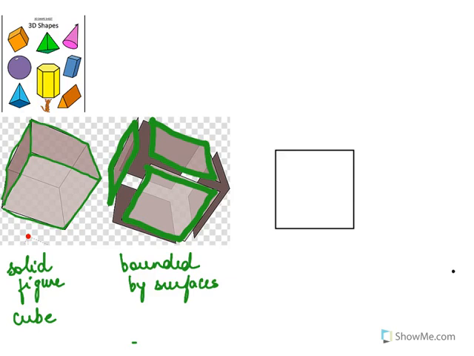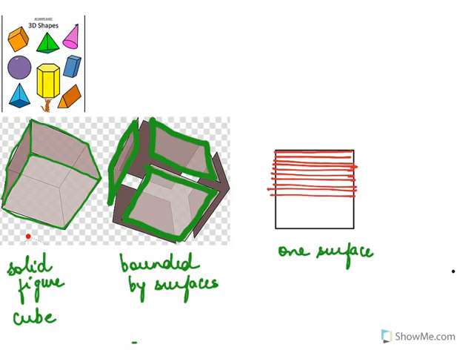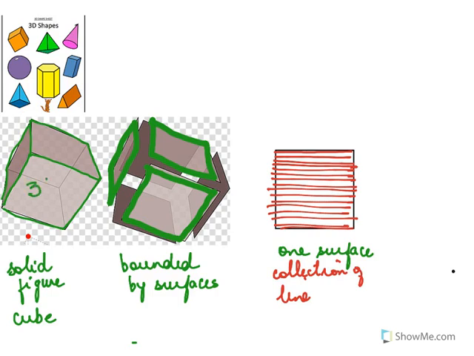Each surface here we have drawn, this is one surface of this solid figure, and this surface can be considered to be made up of many lines. So many lines put together will give you this surface. Okay, it can be considered to be a collection of lines. To start with, this surface was a 3D figure. It was 3D, and now this square that we are referring to, or this surface that we are referring to, has now become a 2D figure.